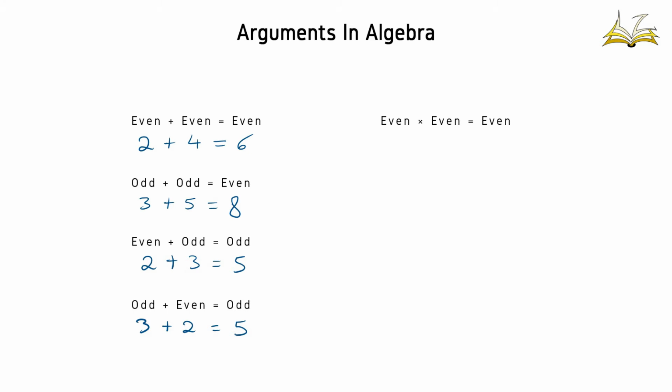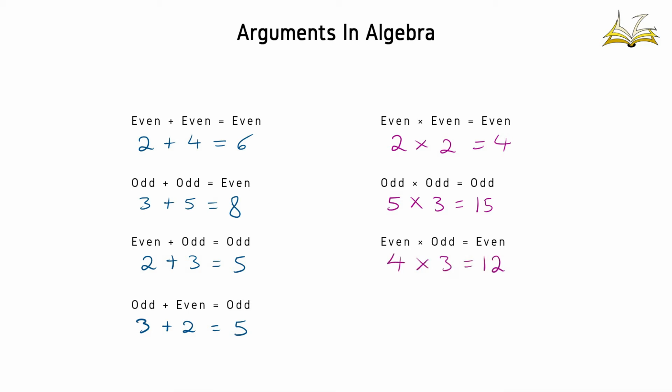All right. Even times an even now is an even. So you have 2 times 2, that gives you 4. An odd times an odd gives you odd. So you have 5 times 3, that gives you 15. An even times an odd is an even. So 4, which is even, times 3, which is odd, gives you 12, which is even. And an odd times an even is even. 3 times 4 is 12 again. So it's the same as the one above, just the 3 and the 4 are switched over.